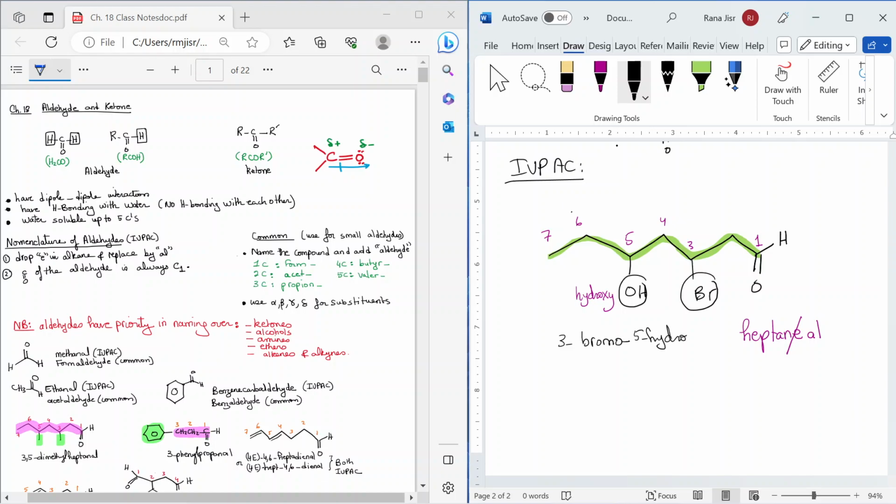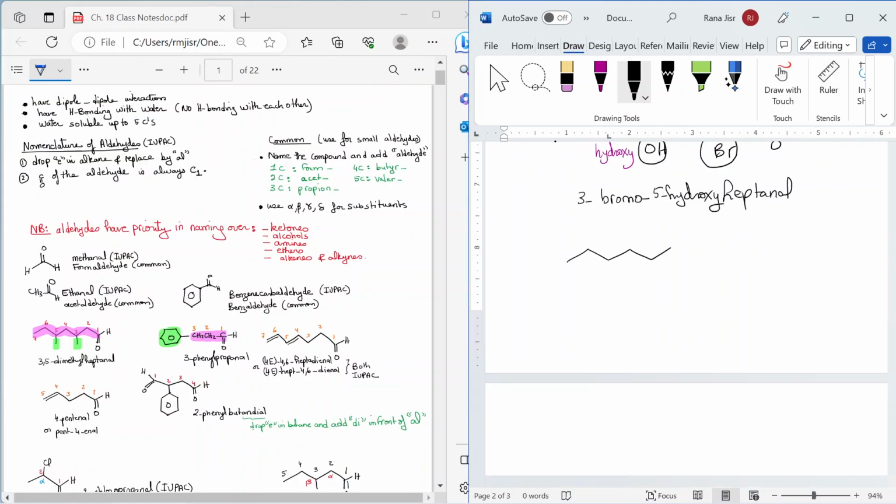5-hydroxy, and then heptanal now. So let's erase that one, and that is going to be heptanal. And there is no space between the hydroxy and the heptanal. Make sure that you add your dashes between the number and the letter.